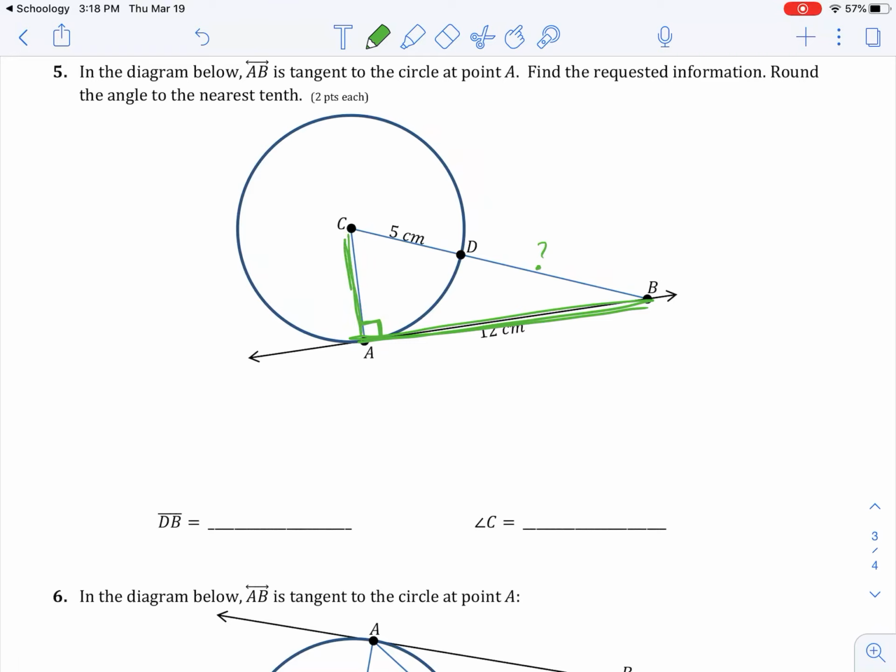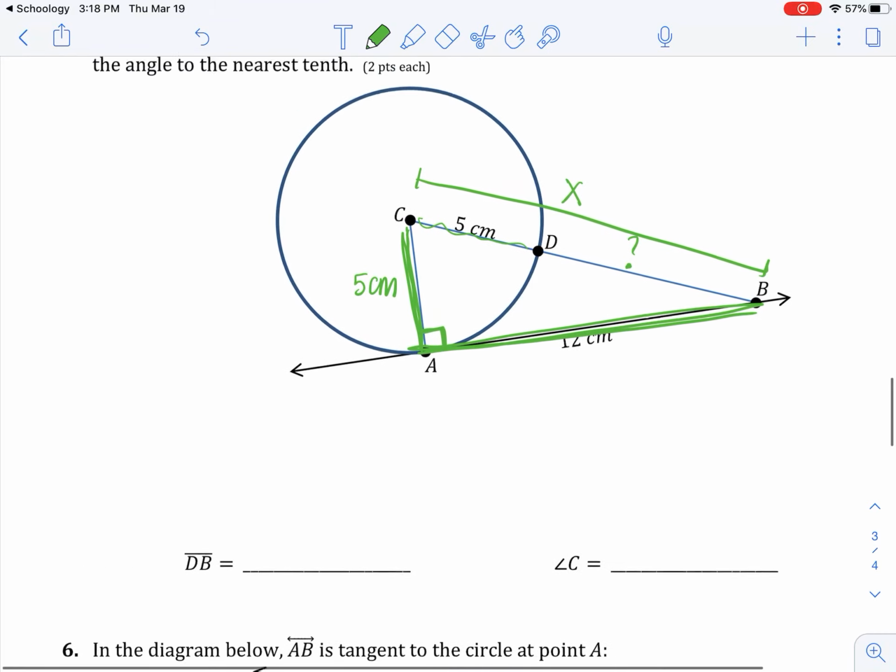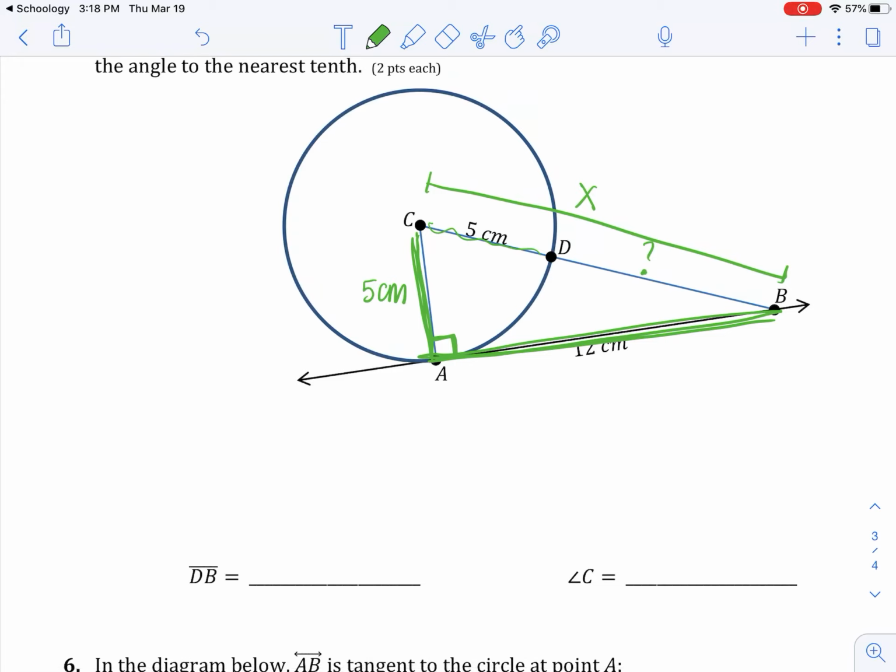Do I know this? Yes, it's 12. Do I know this leg? Yes, it's 5. Some of you put X there. That's not X, that's 5. It's the same as this radius. Do I know this right here? No, so we'll call that X. So this is the fastest way to do it. It's calling that whole side X right there, the whole hypotenuse. 5 squared plus 12 squared equals X squared.